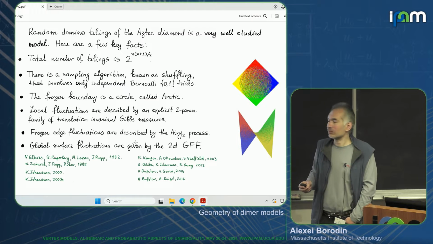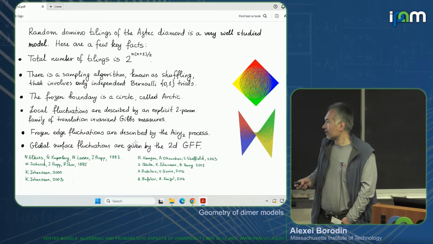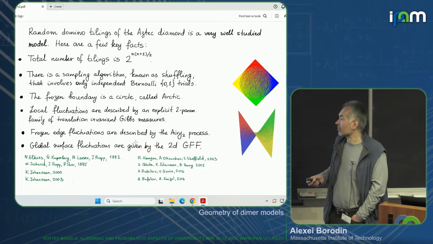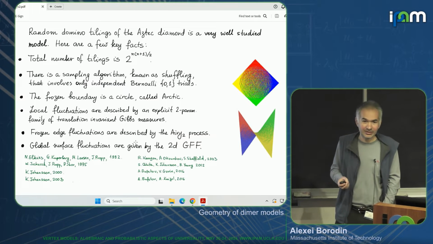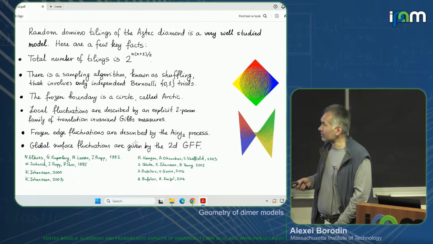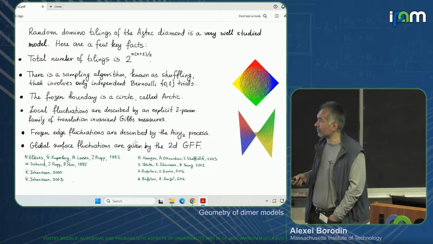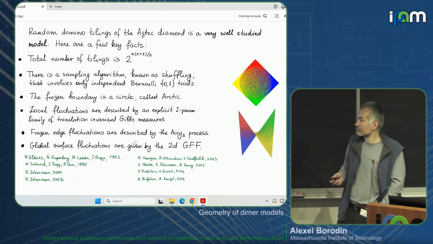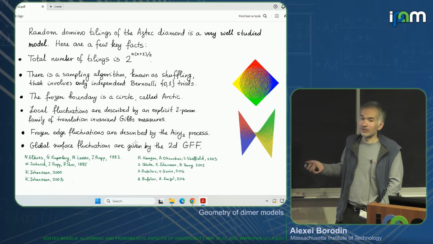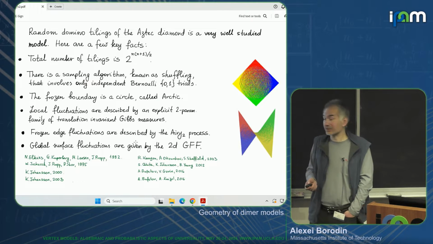All right, so the uniform measure on the Aztec diamond has been studied. This is probably the most studied dimer model ever. Everything, or maybe almost everything, is known about it. Many people contributed starting from the early 90s, and so this is a list of some of the results. So let me just go quickly through them. The total number of tilings for the Aztec diamond is very nice. It's a clean power of 2. There is an exact sampling algorithm known as shuffling, which only involves flipping independent coins. So that's wonderful because you can make the computer sample this picture very quickly for large sizes.